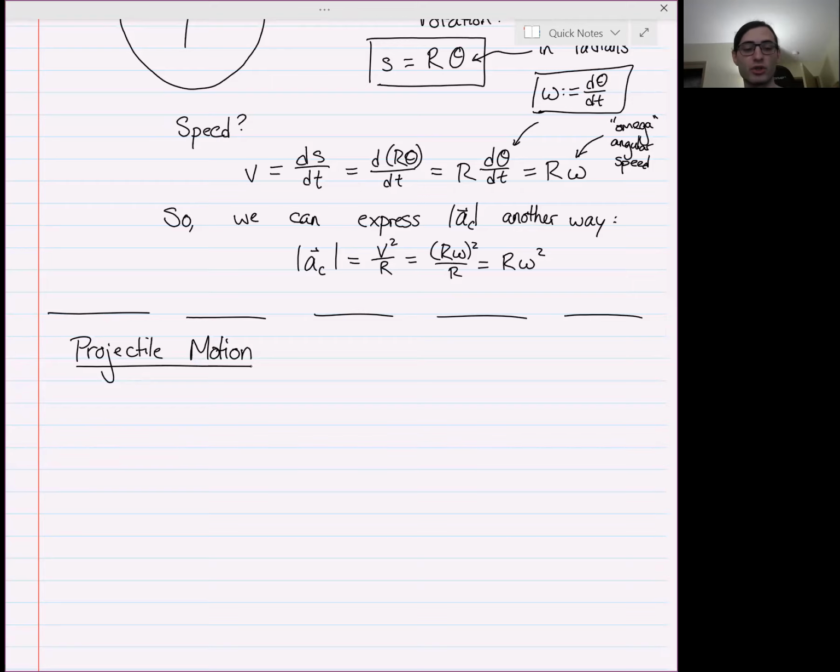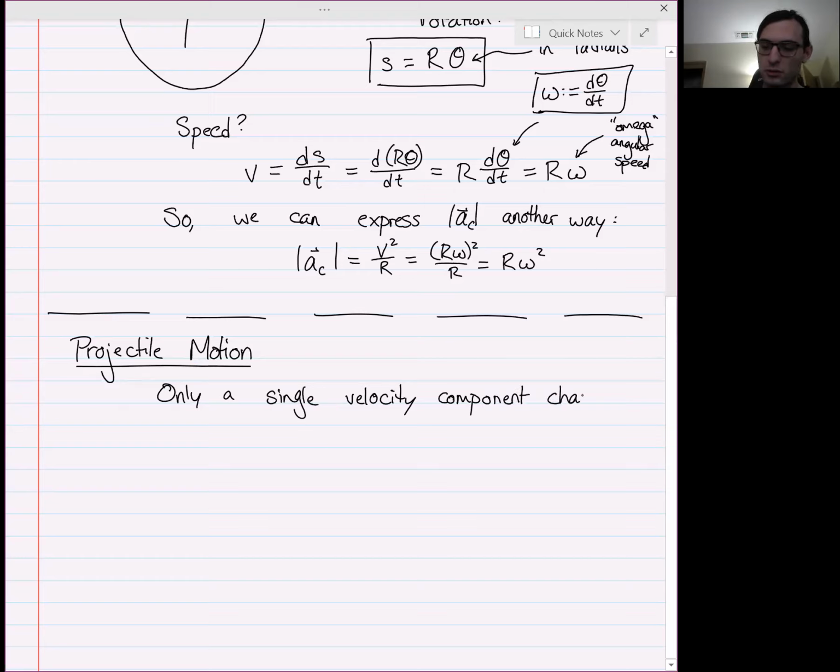Another special case of motion is projectile motion, which is when only a single velocity component changes. The example here is you're only pushing on something in one direction. Even if it was moving vertically, if you're pushing only to the right, you're only going to affect its motion going left or right. So the fact that only a single velocity component is changing in this particular example would imply that the acceleration is in one direction only.